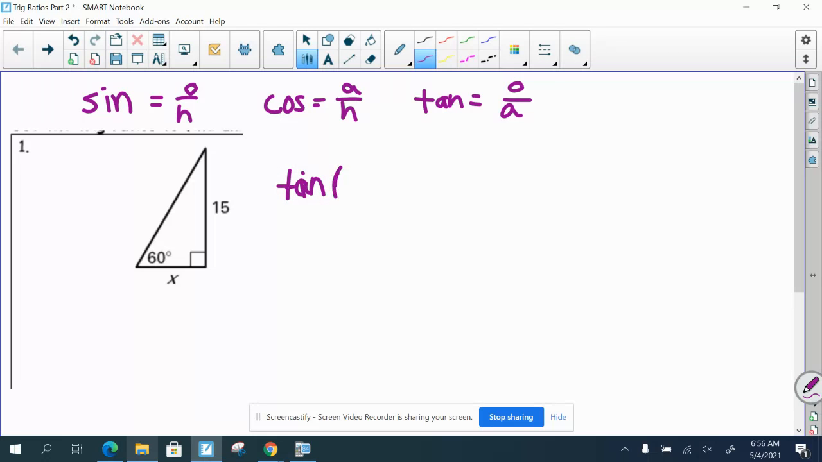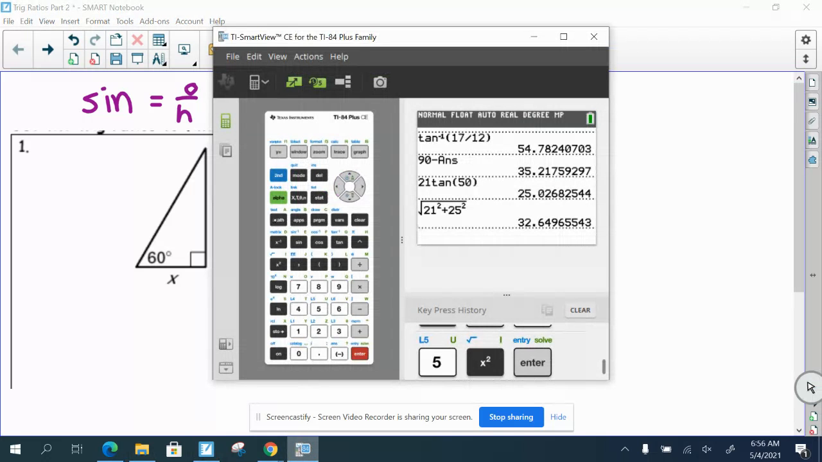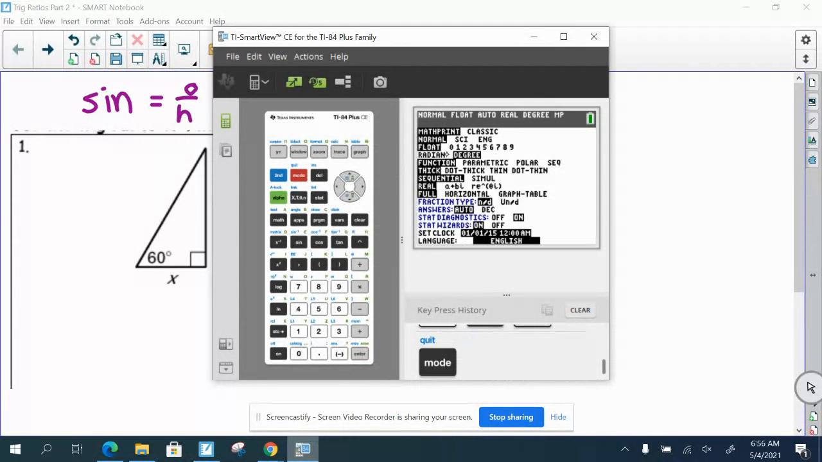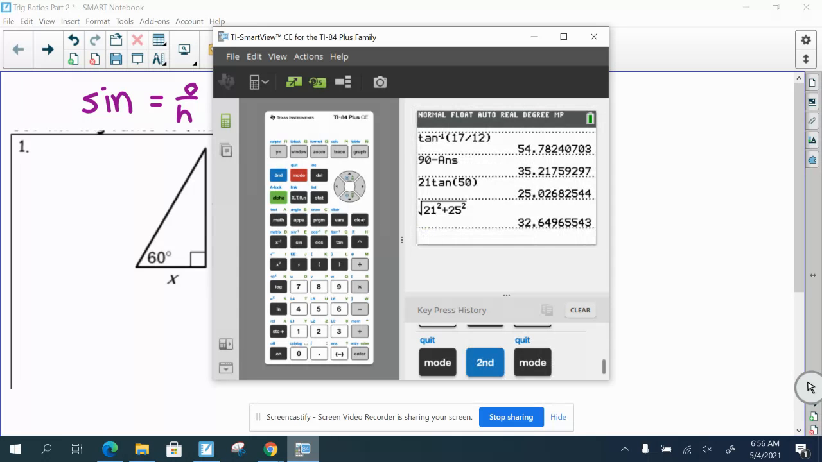Tangent of 60. Oh, and by the way, you're going to need your calculator, so please pause and get out your calculator and make sure that the mode is in degrees. If you remember from the last video, or if you don't, you go to mode, which is up here, and then go down to where it says radian degree and make sure that degree is highlighted. And then press second quit to get out of that.